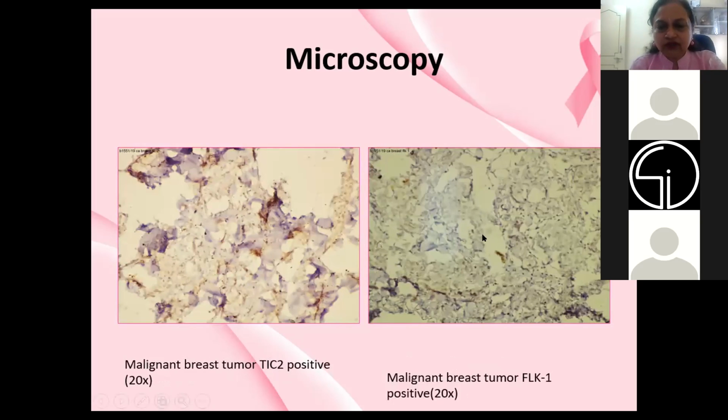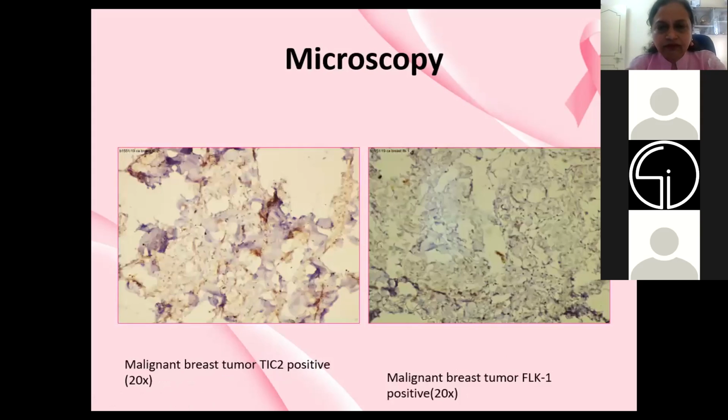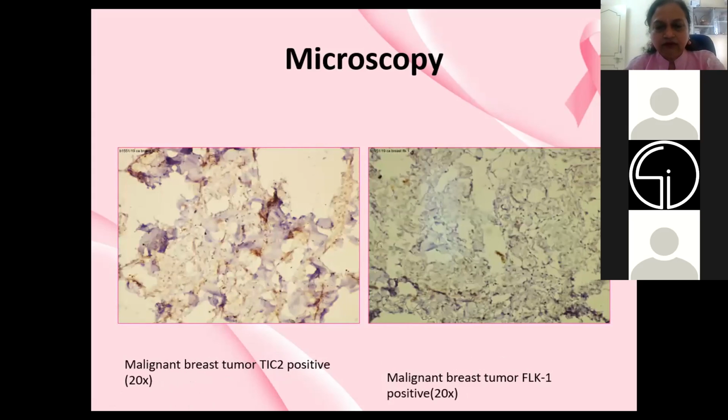Now coming to the angiogenic markers, FLK1 is positive. MTA1 is positive. Then TIC2 is positive, and you can see the positivity in FLK1 also.